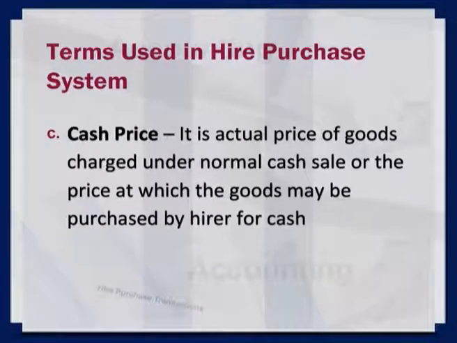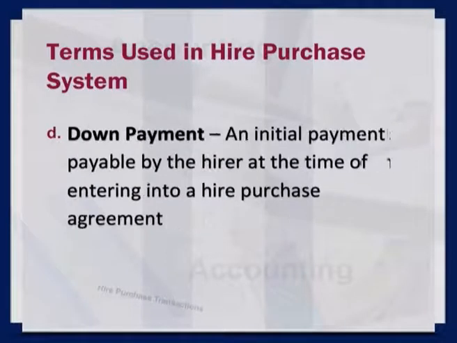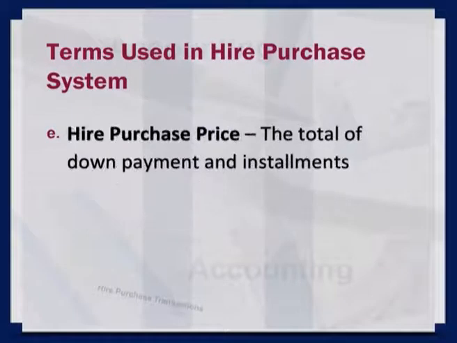Third is cash price. It is the actual price of goods charged under a normal cash sale, or the price at which the goods may be purchased by the hirer for cash. Fourth is down payment. Down payment means an initial payment payable by the hirer at the time of entering into a hire purchase agreement. Fifth is hire purchase price. This is the total amount payable under the terms of the hire purchase agreement in the form of down payment and installments. In other words, the total of down payment and installments is called hire purchase price.